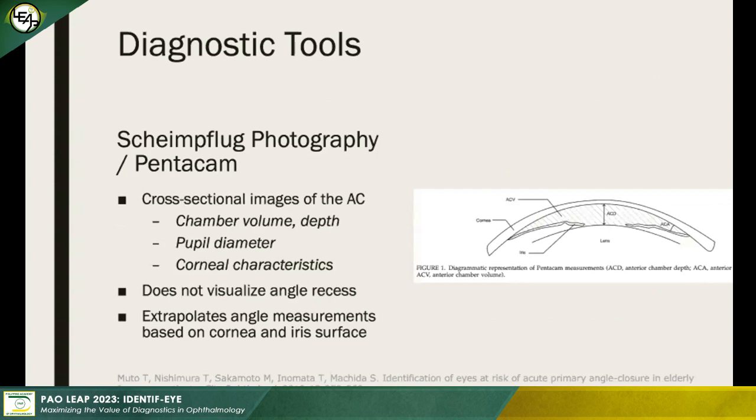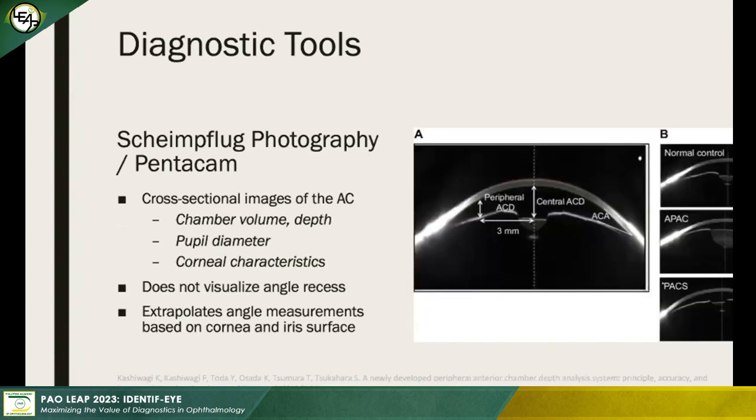Another example of a diagnostic is the Scheimpflug photography or Pentacam. It takes cross-sectional images of the anterior chamber and allows you to get values of chamber volume, depth, pupil diameter, and more popularly, corneal characteristics. But it does not visualize the angle recess. Notice on the image on the right that you have a very good quality image of the cornea. You can see it very well. You see the iris.